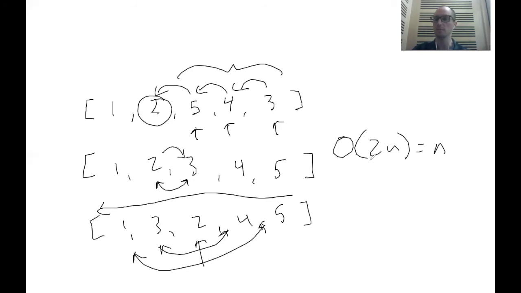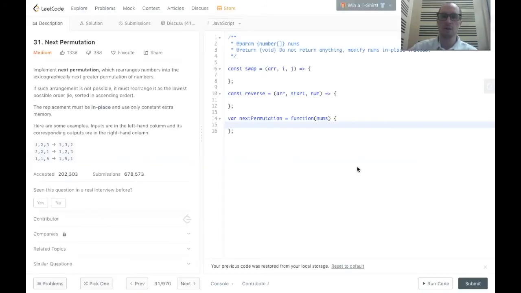Now that we know the strategy of how we're going to solve this problem, let's see what it looks like in code. To code this function, we're going to use 2 helper functions. We're going to use this reverse helper function, and also a swap helper function. And we're going to use those 2 functions to help us build out the logic for this next permutation algorithm that we're going to be constructing here. So what's the first thing that we want to do? Well, we want to iterate from the back, and we want to look for the first decreasing number. So how can we do that?